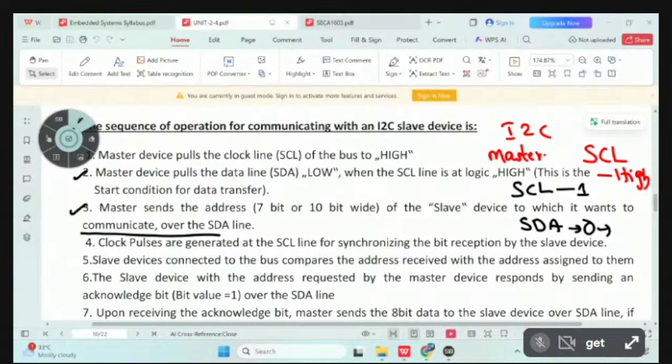Address should be identified with the address bus, and with the help of address bus I would like to identify the receiver. So with the help of data transfer phase, I would like to send the address bits.